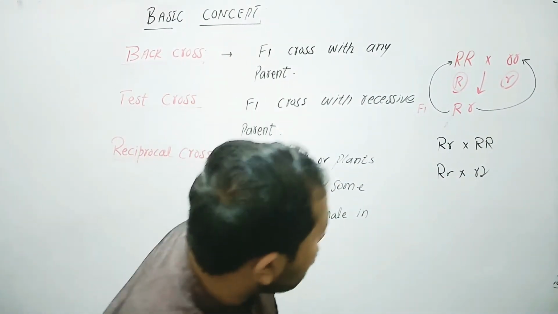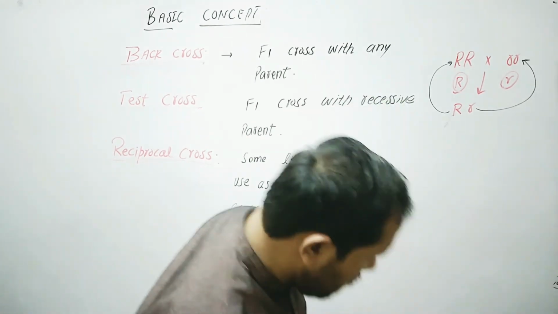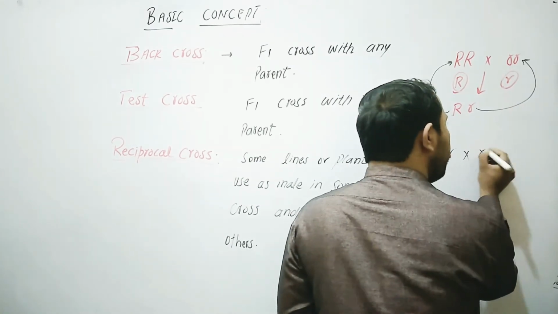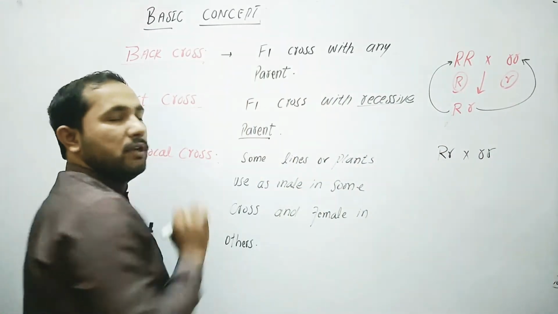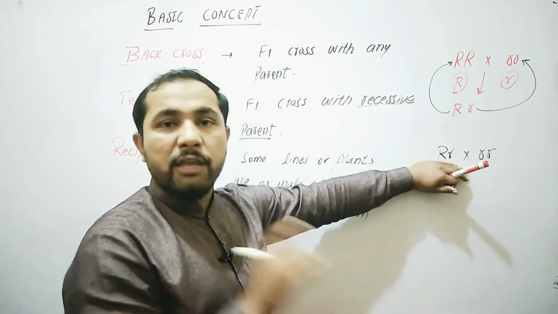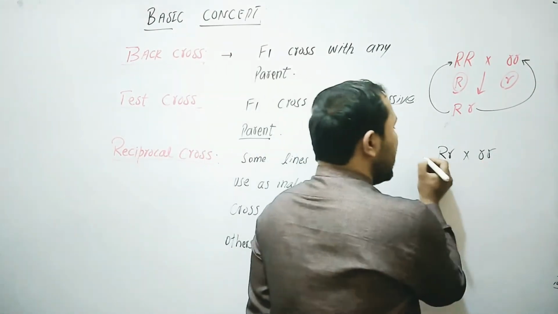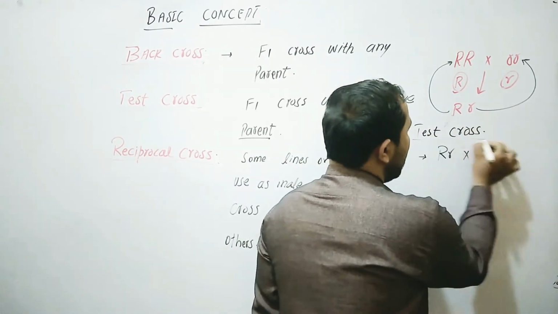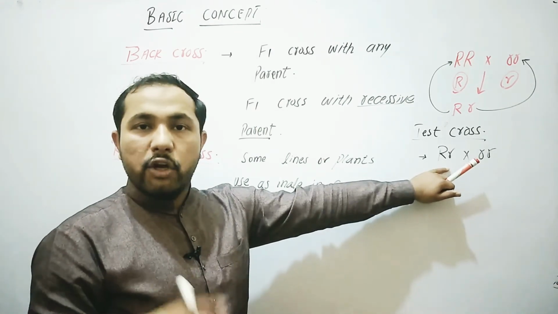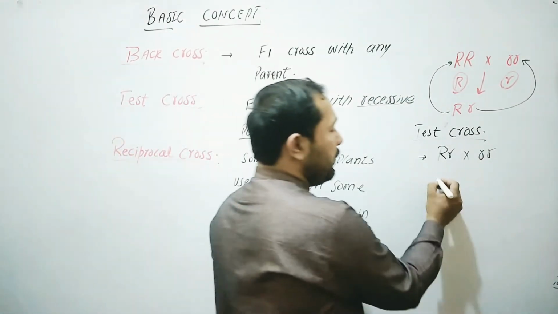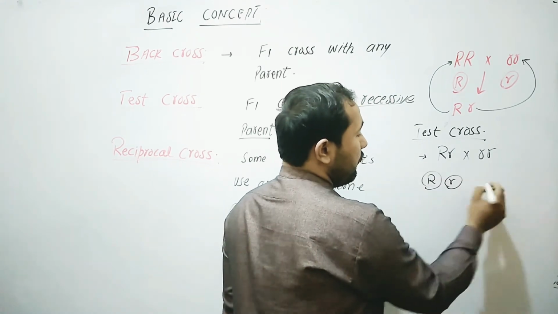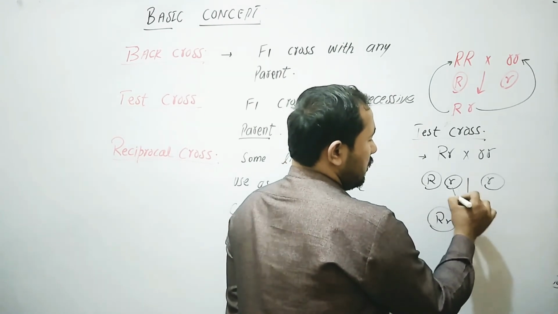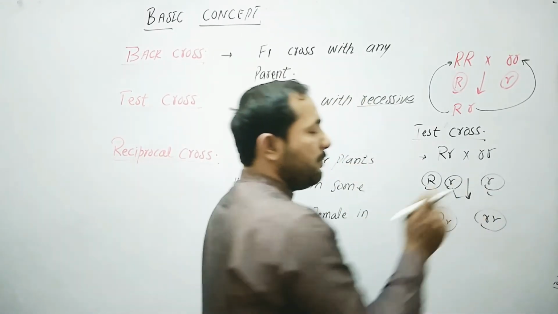But if we cross this F1 plant with its recessive parent, to check the genotype of these plants, what do we get? We get a test cross. This will be called a test cross, because we are testing the plants, whether they are homozygous or heterozygous. For example, we have two kinds of gametes in this type. This will give us 50% round plants and 50% wrinkled plants.